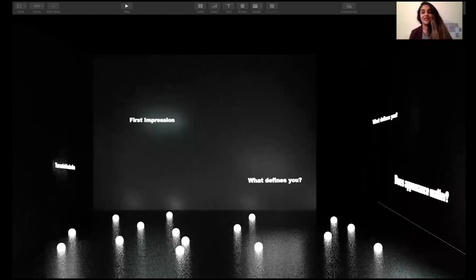Which leads me to this hypothetical space where there are floating words and guiding lights in a dark room, which makes you think about how your appearance interacts in your everyday life. It asks you questions like, what defines you? Does appearance matter? And it's guided by some sounds like this.